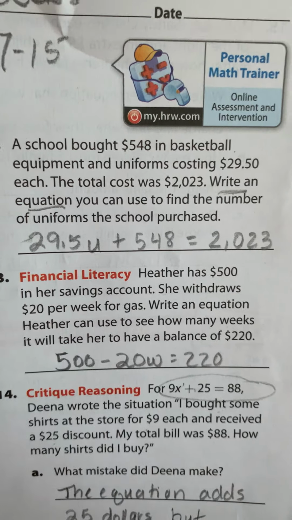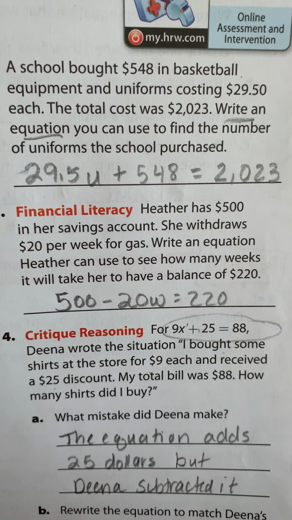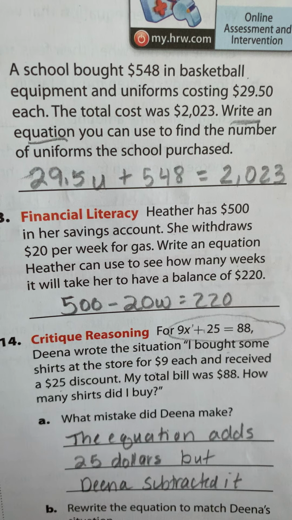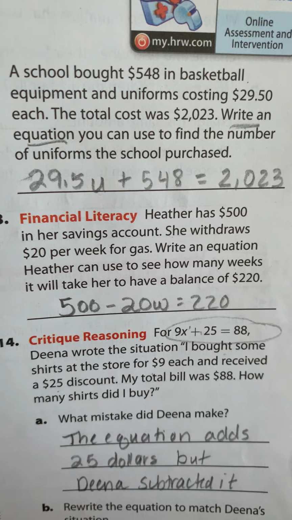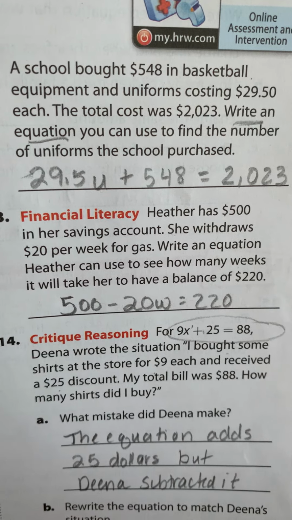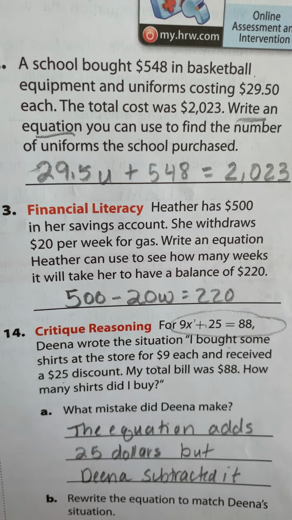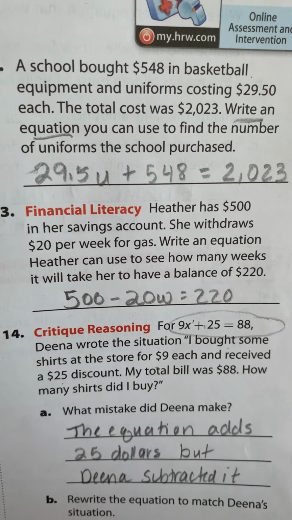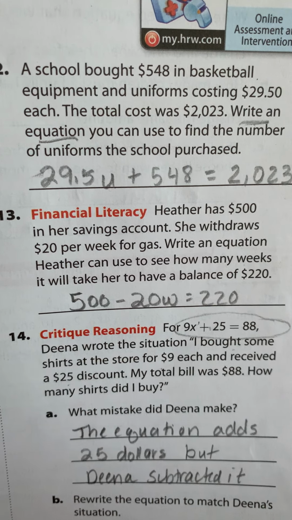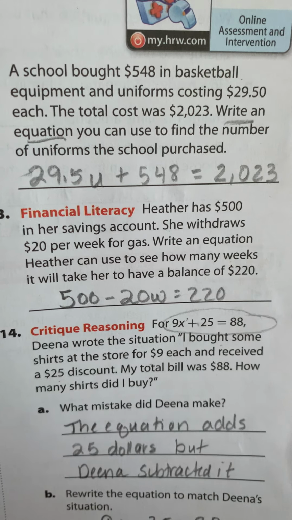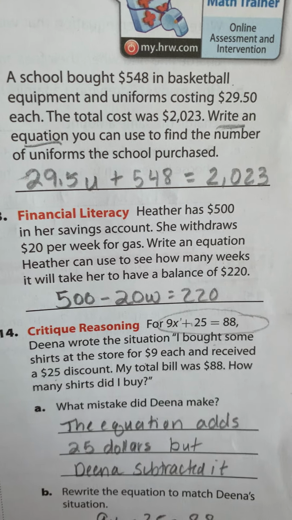A school bought $548 in basketball equipment and uniforms costing $29.50 each. The total cost was $2,023. Write an equation. So each uniform was $29.50, so 29.5 times U plus the 548 in equipment, and their total was $2,023.